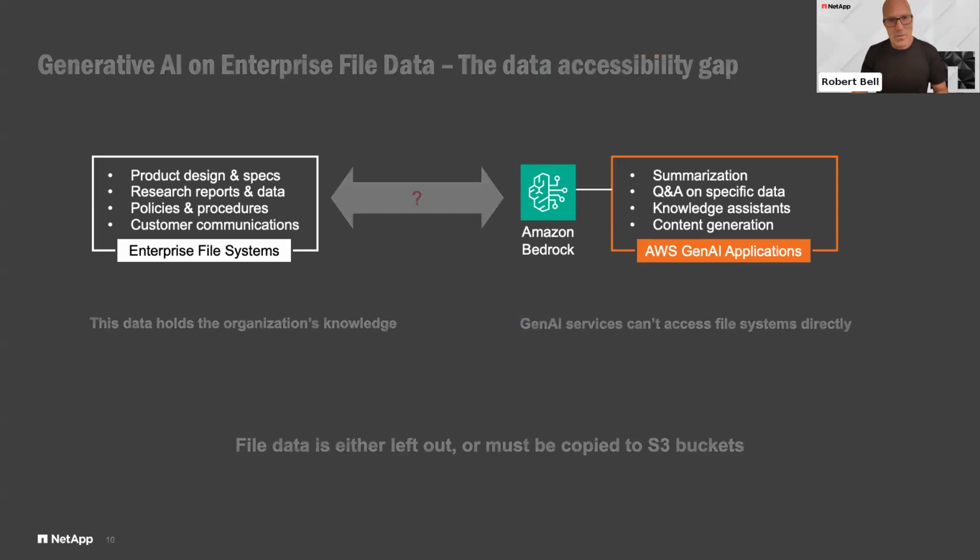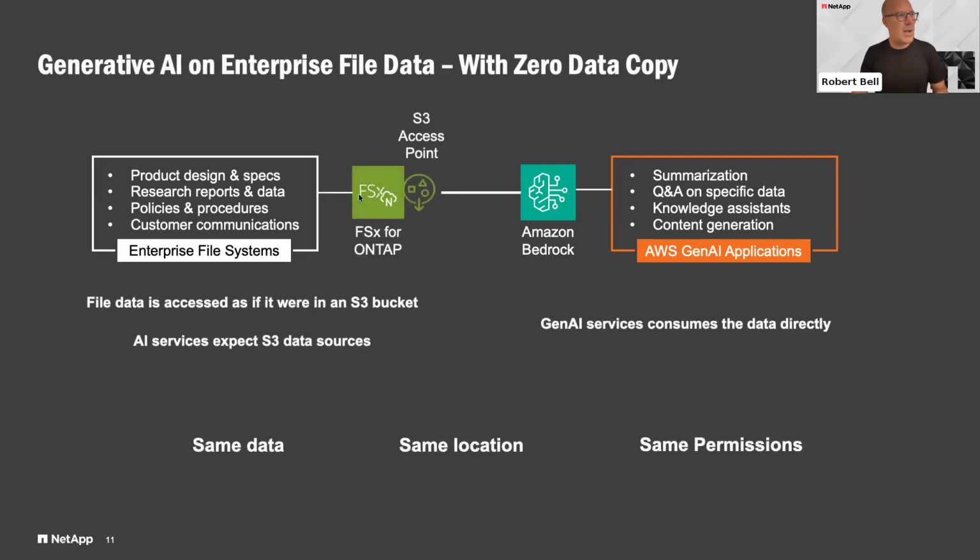So what we do in this case is we put an access point on FSx for ONTAP, and then all of the information in the files can be seen by Amazon Bedrock through the knowledge bases. The data's just there. It can scan the data, index it, and then straight away you can start generating information with AI based on this.